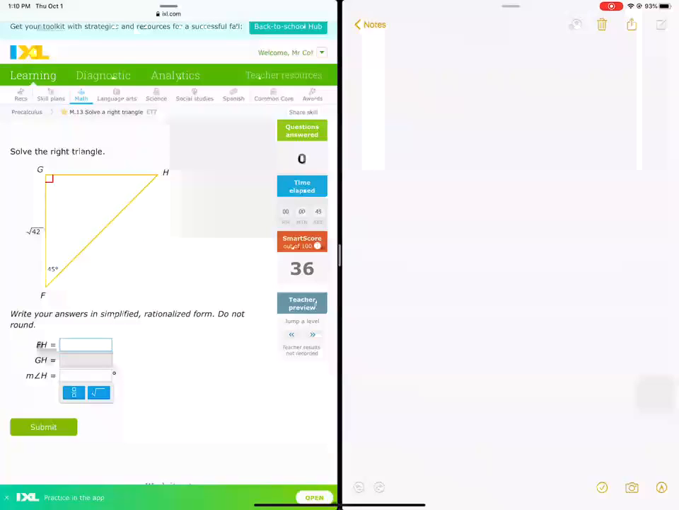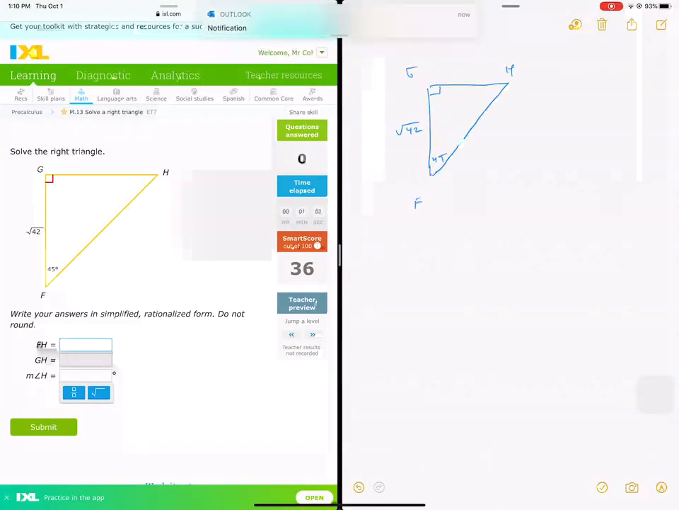Okay, so let's go through some of the questions on M13. I picked ones with the square roots. So again, I always end up drawing out my problem. And one cool thing about this problem is that it's a 45-degree triangle. 45, 90, the third angle has to be 45. So we know it's a 45, 45, 90.